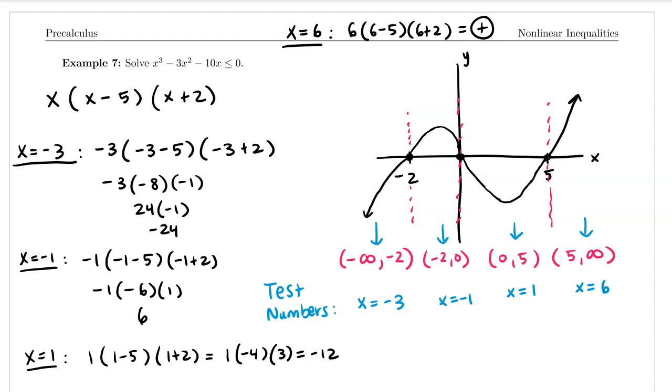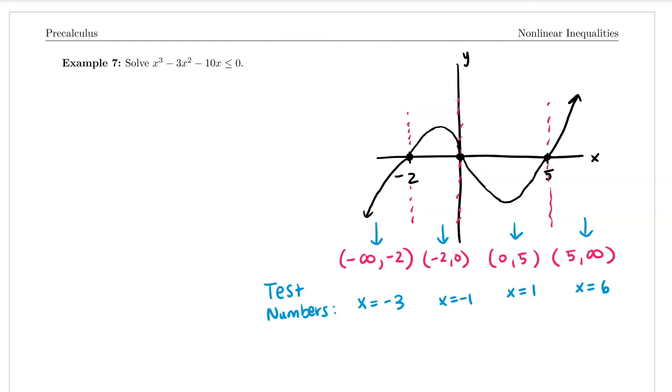So going back to the original inequality, we want to know when our cubic is less than or equal to 0, which is another way of saying when is the graph touching or below the x-axis. And that's happening here before -2, and then here between 0 and 5. And so the x values that we're looking at are everywhere between -infinity and -2, and then also between 0 and 5.